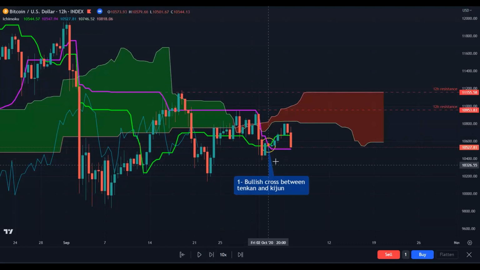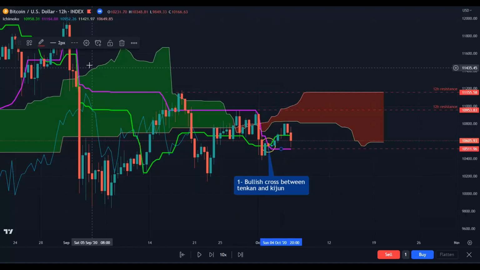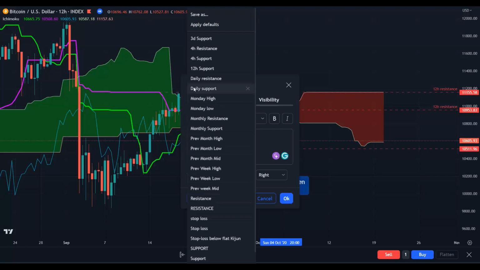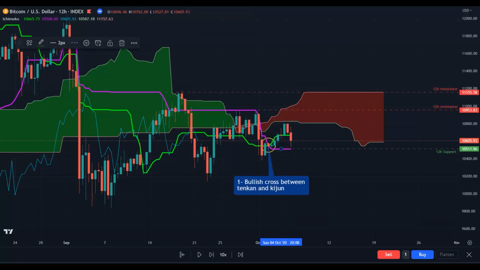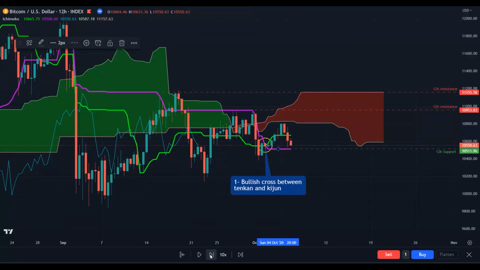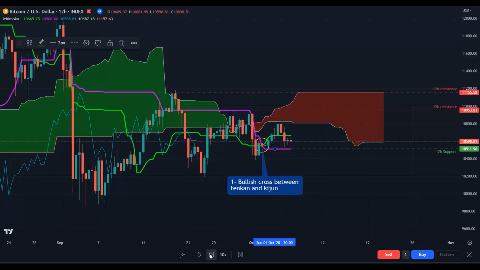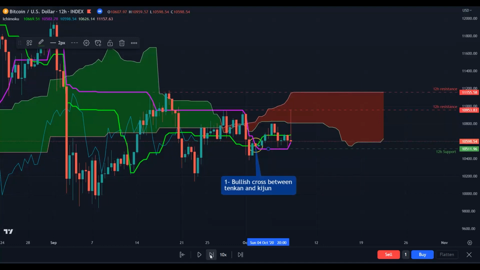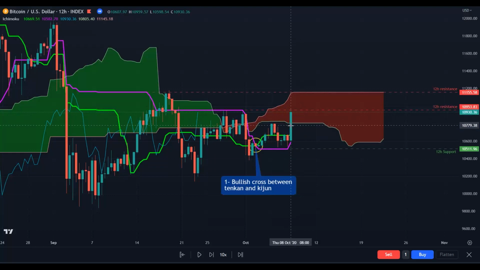But I know that the flat Kijun-sen also acts as support here for me. So this is my support, and as you can see, price wanted to break it to the downside but couldn't. Here is a 12-hour support for us. Here price is between Tenkan-sen and Kijun-sen, between support and resistance. At this candle we broke Senkou span A to the upside, which is a bullish sign. Am I opening a long position? No, because I need the price to break this level to the upside.